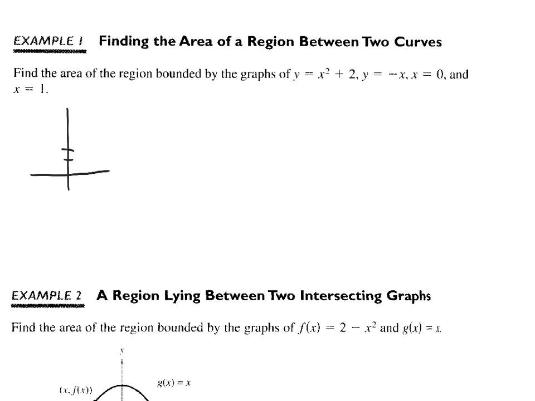we go up here to 2, and here's our parabola. And then we have the line y equals negative x. We also have the vertical line x equals 0 and the vertical line at x equals 1. And that right there shows us the region that we're talking about. It says it's bound by those four graphs.